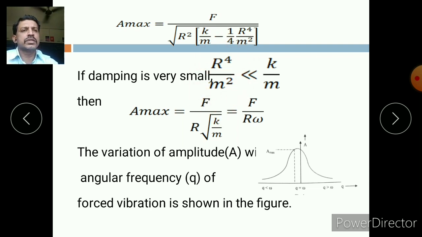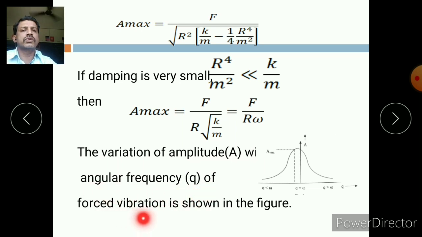So instead of that, here we take k by m, and if we take its square root, you will get A max equals F upon r under root k by m, and under root k by m is nothing but, k by m is omega square, under root omega square is omega, therefore F upon r omega you will get. This is the variation of amplitude with respect to angular frequency q.